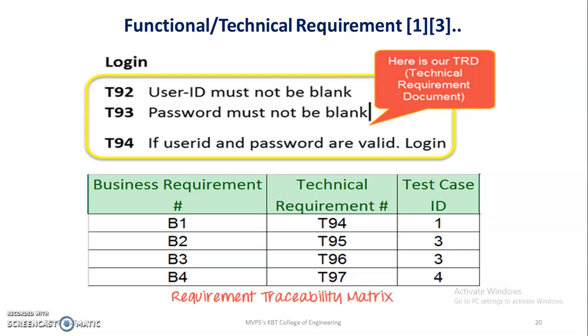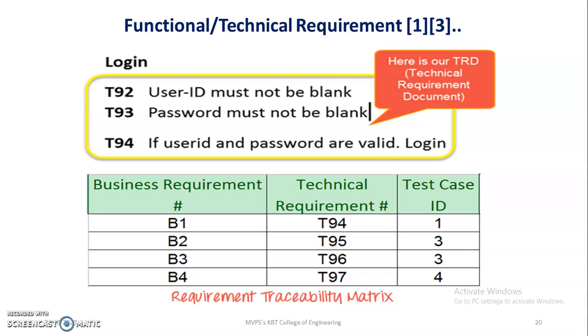Basically, the QA team does not document the BRD and TRD. Also, some companies use the FRD, that is the functional requirement document. That's why I wrote here functional / technical requirements. The functional requirement document is similar to the technical requirement document, but the process of creating the traceability matrix remains the same. Okay.